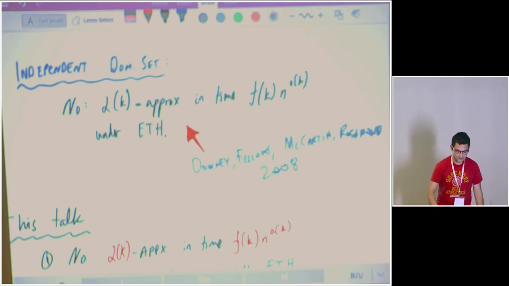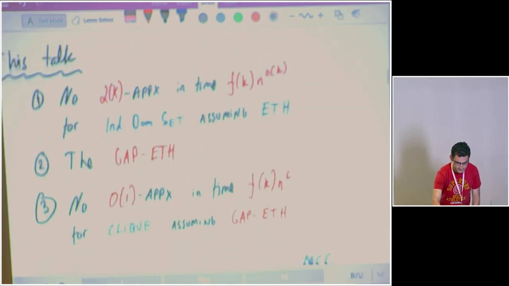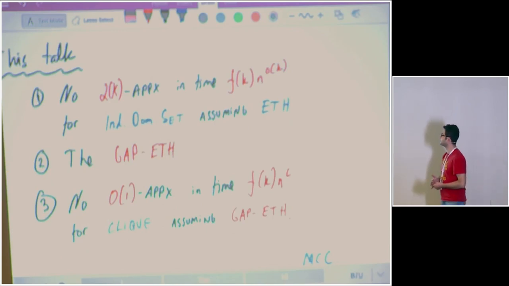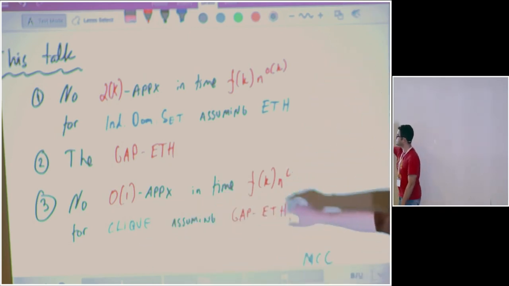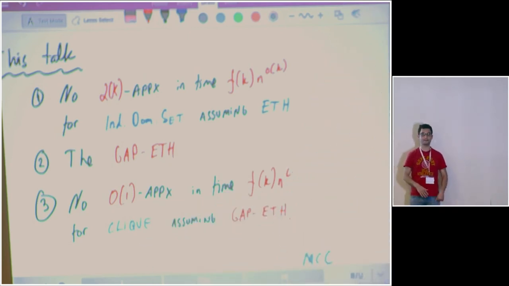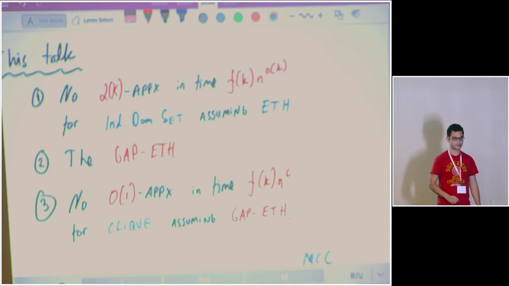So what I'm going to show to you today is first that there is no reasonable approximation algorithm for independent dominating set assuming normal ETH. Then I'm going to talk a little bit about gap ETH. Actually, I'm going to talk a lot about gap ETH. That's what most of my talk is about. And then finally, I'm going to show you how to get constant factor inapproximability for clique in FPT time, assuming gap ETH. So weaker results than what actually was shown, but with a more accessible proof.